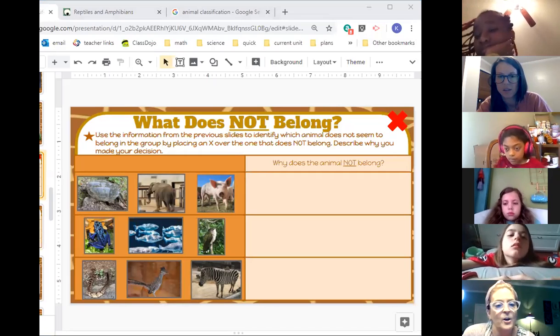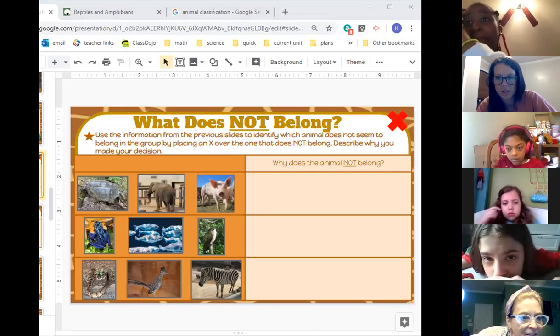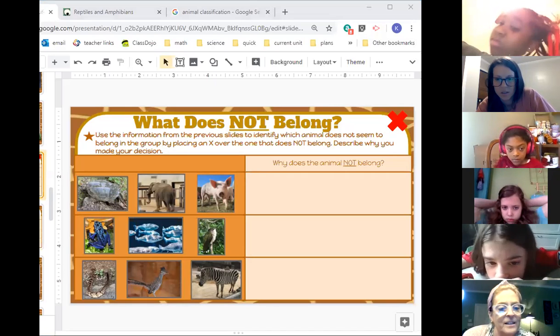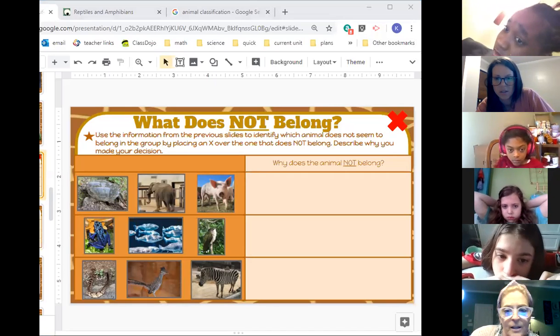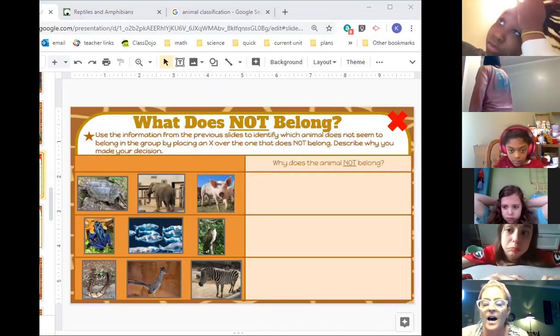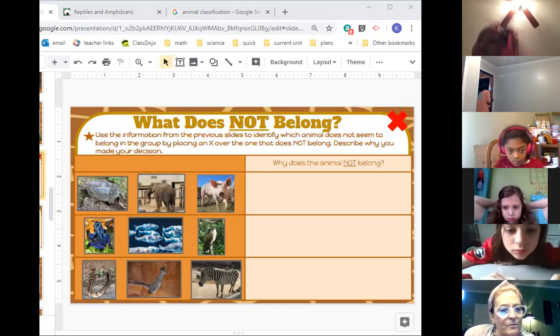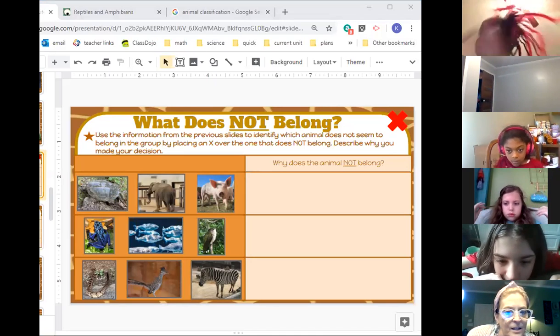That's fine. So on the first row, I think it's a turtle, I'm trying to see. And then it looks like an elephant. Is it a turtle? Yes. And then it's an elephant. And then I think I see a pig. Go ahead and put in the chat, which one do you think does not belong?